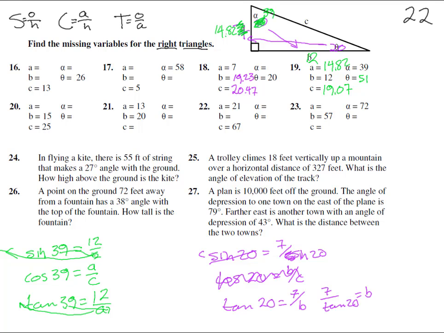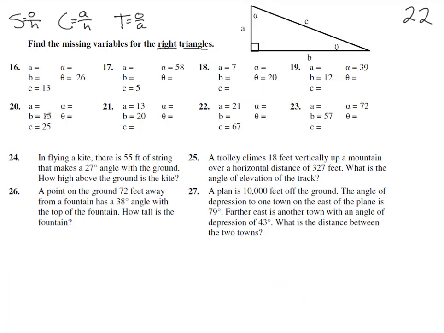All right, let's get those cleared off and do number 20. Here we have B and C, but we don't have any angles. Ooh, that's interesting. Notice we can use a squared plus b squared equals c squared, 25 squared. So that's going to be a squared plus 225 equals 625. Subtract that over and we get 400. So a is going to be 20. Hey, that's nice. We already got that one.